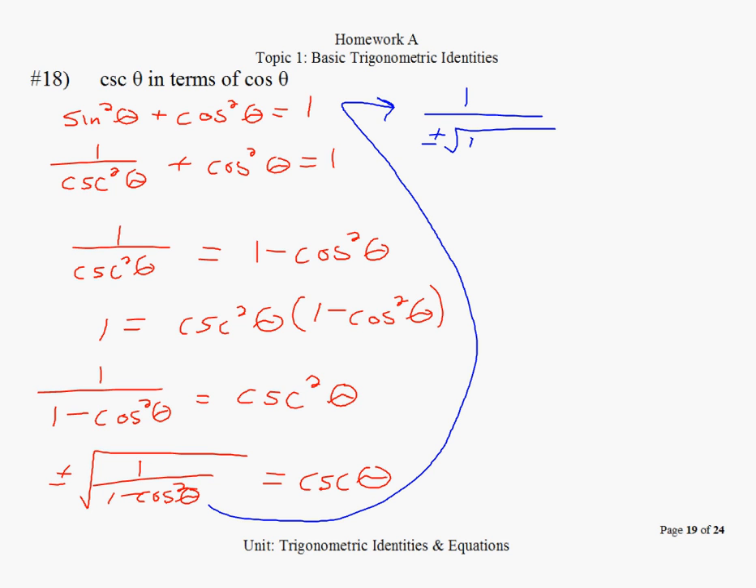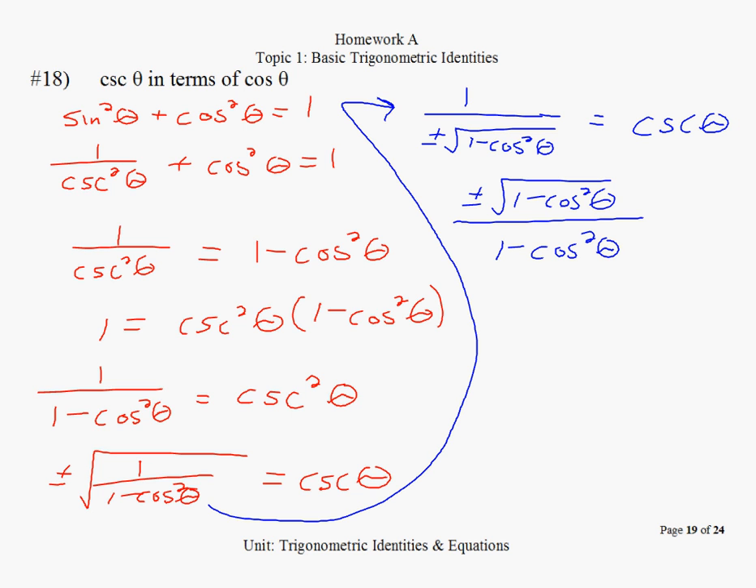So we can rewrite it as square root of the top, square root of 1 is 1, divided by the square root of the bottom. The bottom is not a perfect square, so you have to rationalize it. It means you have to get rid of the radical. So you multiply the top and bottom by the square root of 1 minus cosine squared of theta, and you get the following.